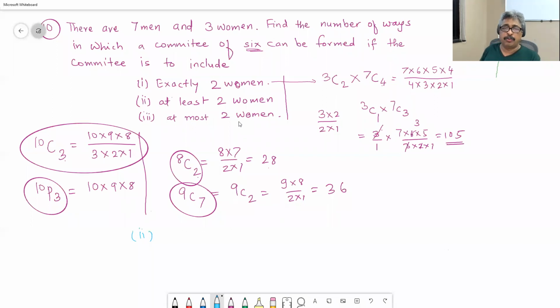At least 2 women. So case 1, there are 2 women.